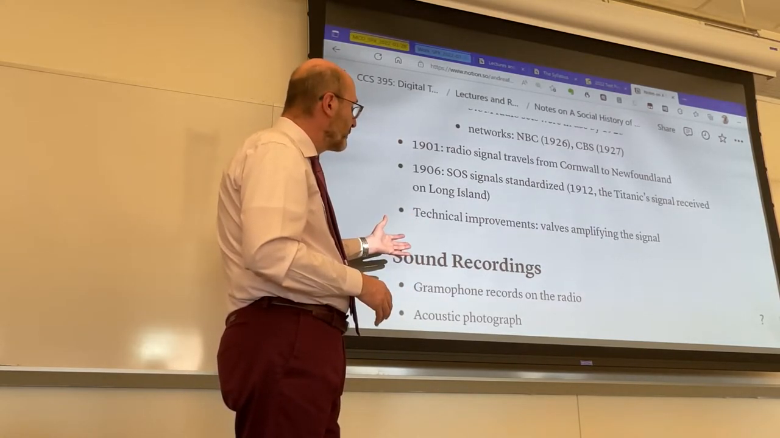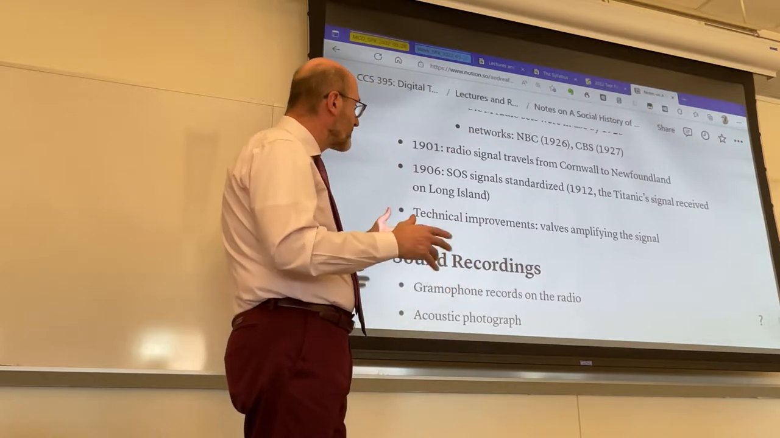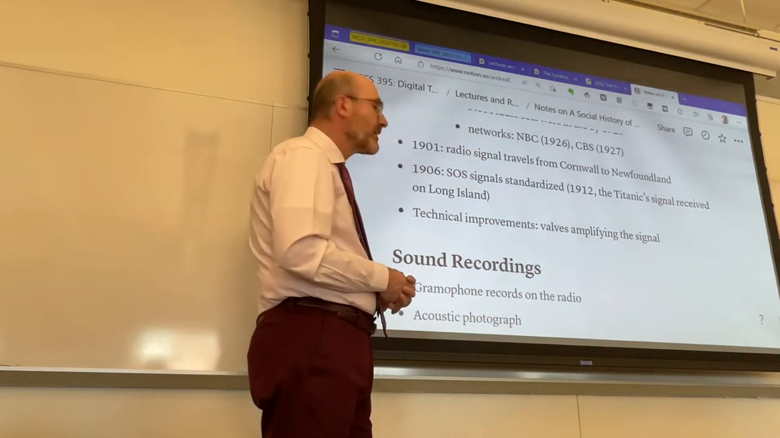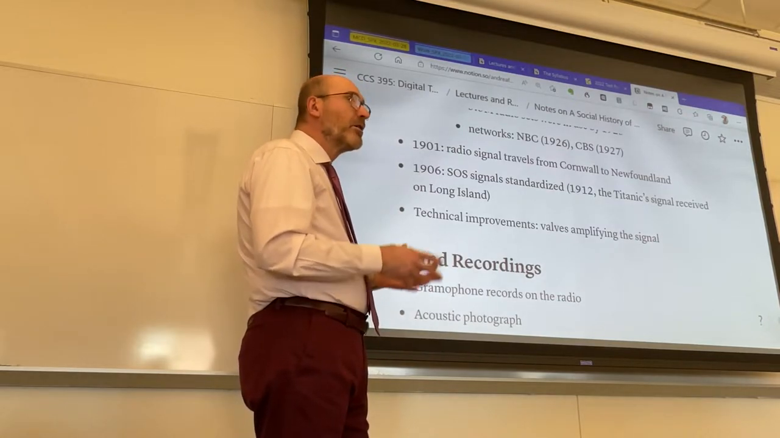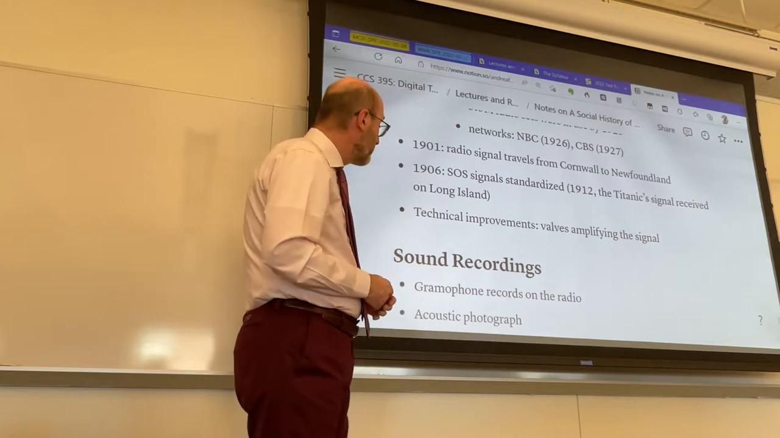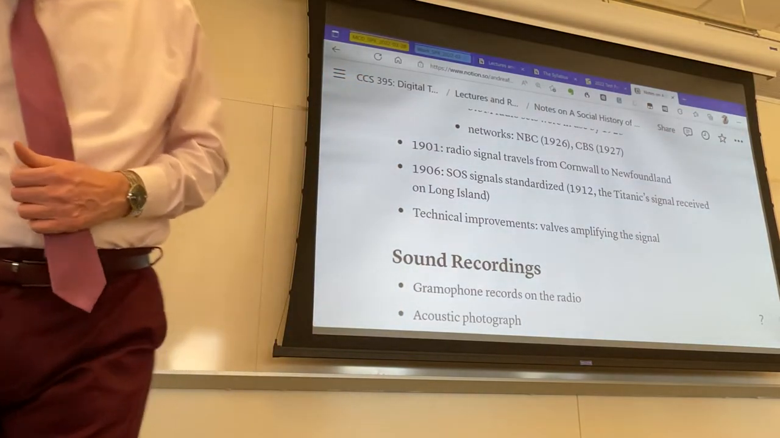Among the technical improvements, you don't have to know all the details, but keep in mind that a lot of work was done on valves installed in radios to improve the quality of the signal and also to amplify the power of that signal.